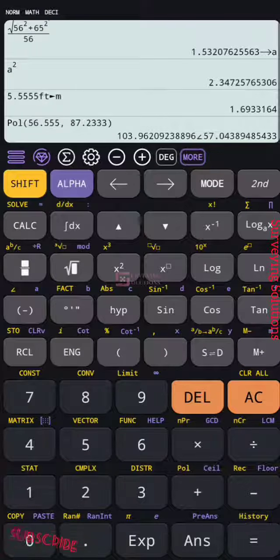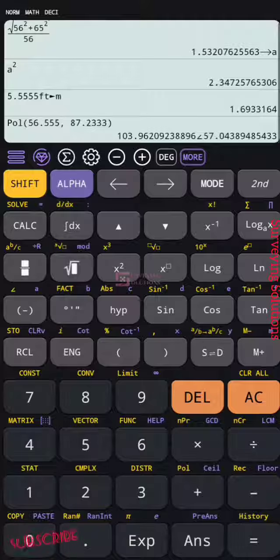Now, if you look very closely at your answer, you would see 103.96209238896. That's actually your distance, because your polar coordinates are in distances and bearings. That's why we use the Pol. The Pol will help you convert rectangular coordinates to polar coordinates, and your polar coordinates, which is your result, are distance and bearing. So the first result there is your distance, and that distance is 103.962, right? Good. Then your bearing is 57.043284389485 and so on, right?